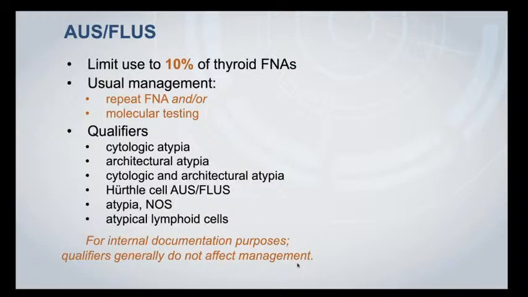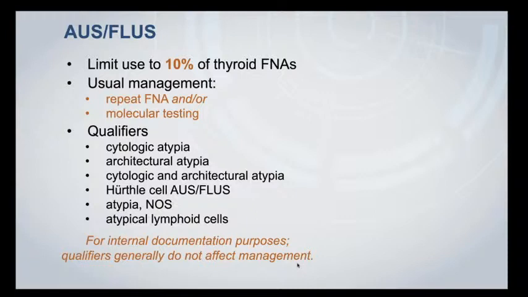The usual management is a repeat FNA plus or minus molecular testing. That certainly is the usual management in the United States. And we do recommend qualifiers. So we don't just call something AUS or FLUS, but then we go on to describe it. And we'll say that there's either cytologic atypia or architectural atypia or both. There is a Hürthle cell type of AUS/FLUS that we're not going to have time to talk about very much today, not otherwise specified. And there is an atypical lymphoid cells category, which I illustrated last Wednesday.